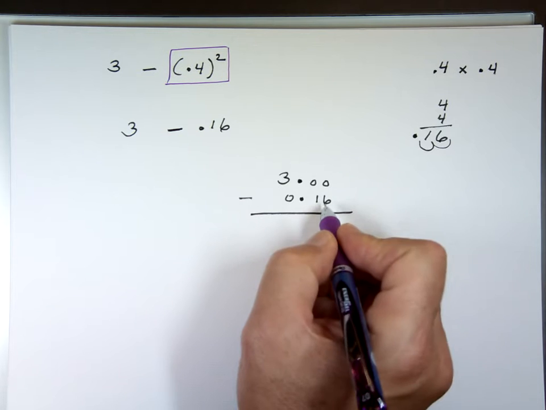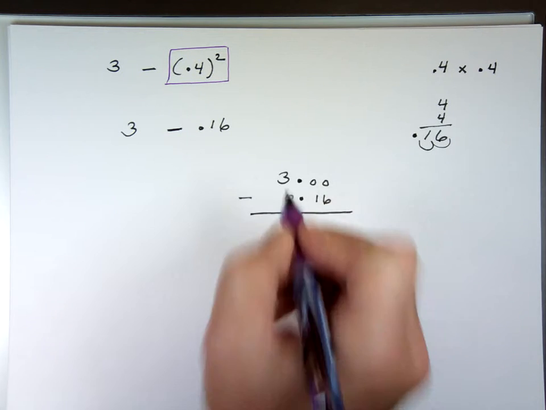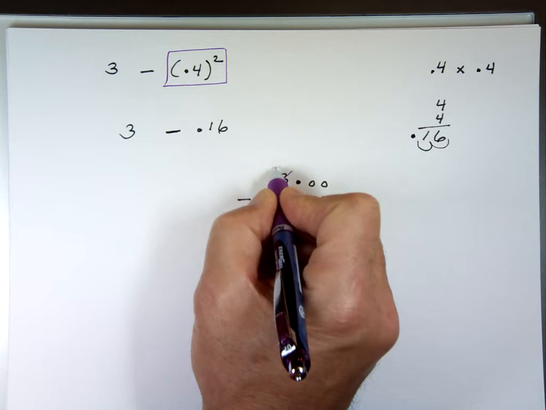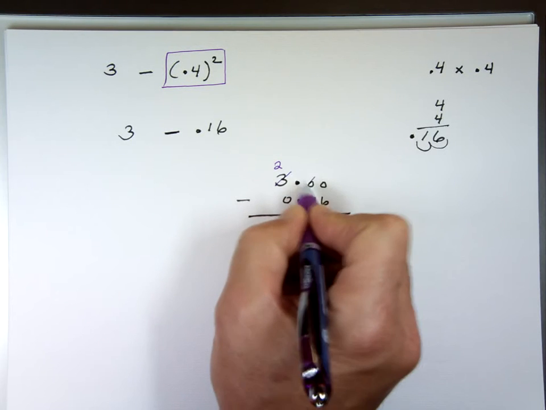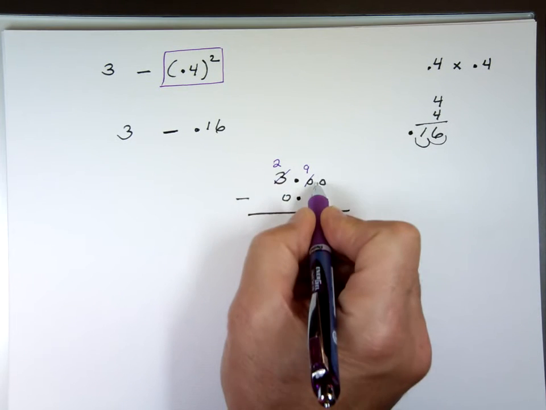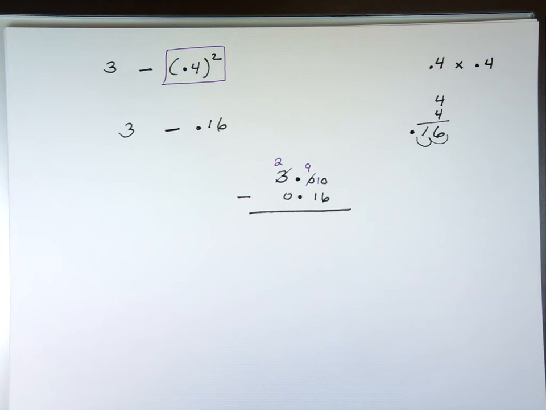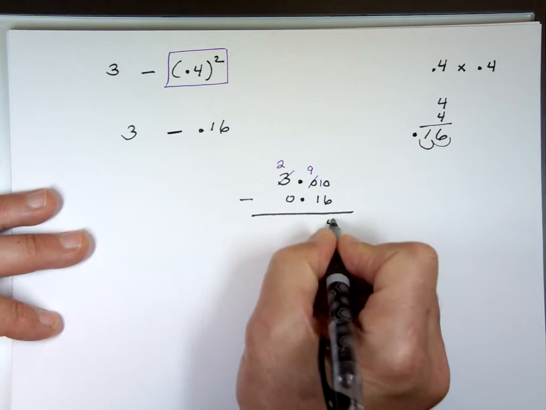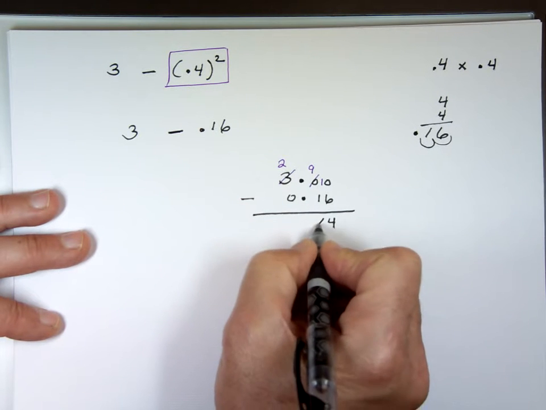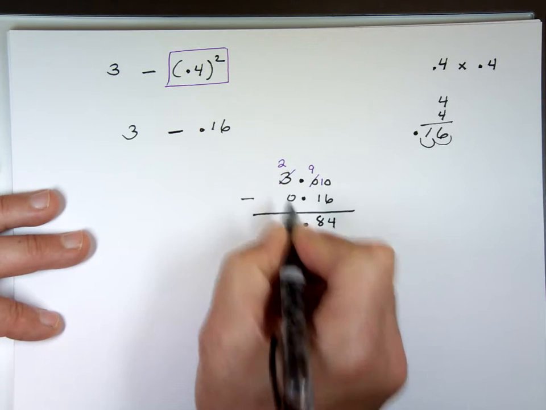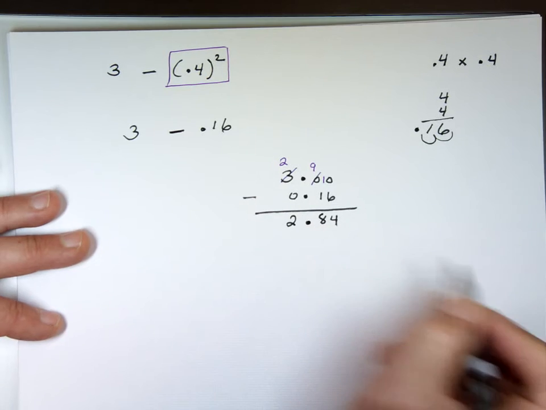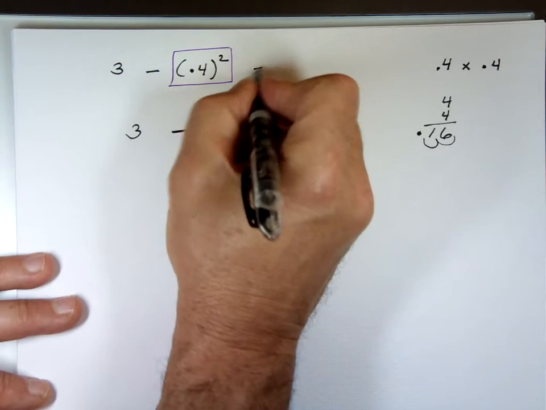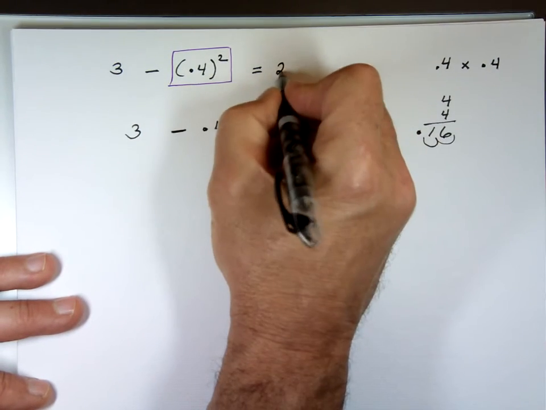Notice 6 from 0 you can't. You borrow 1 from this. This becomes what? 2, 9, and this one what? How about 10? 6 from 10, 4. 1 from 9, 8, there's my decimal point. 0 from 2, 2. So the answer to this problem is 2.84.